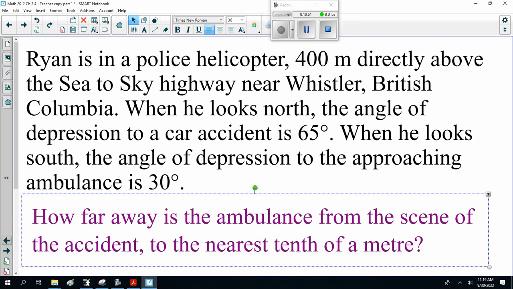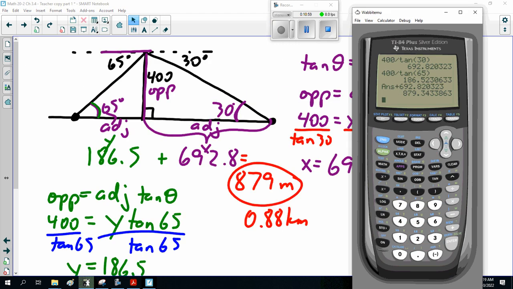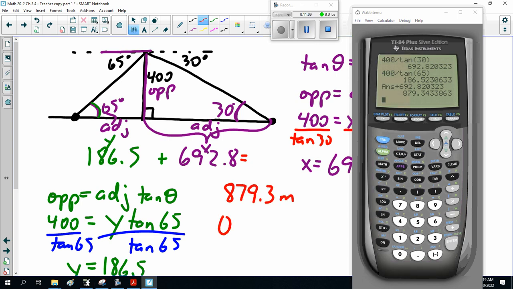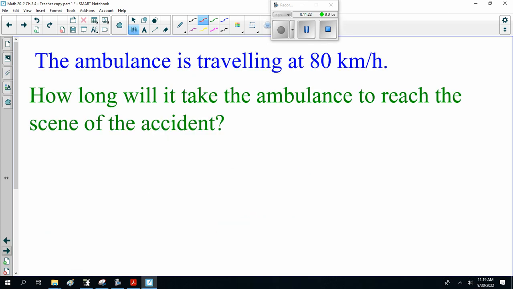Now it's going to the nearest tenth of a meter. All right, so oops, screwed that one up. Sorry. Double checking the question, which you always should, 879.3. I wouldn't go to a tenth of a meter, but that's what the question says. All right? See how that goes? Good. Now, last part. The ambulance is traveling 80 kilometers an hour. How long will it take the ambulance to reach the scene of the accident? More of a bonus question.